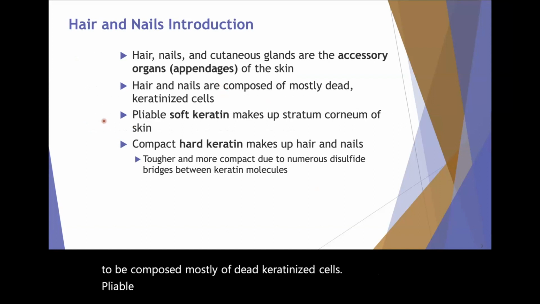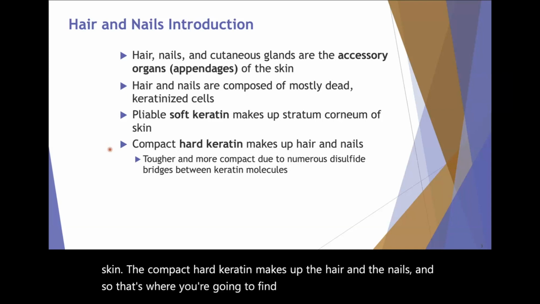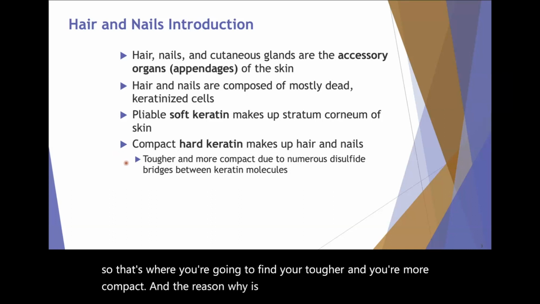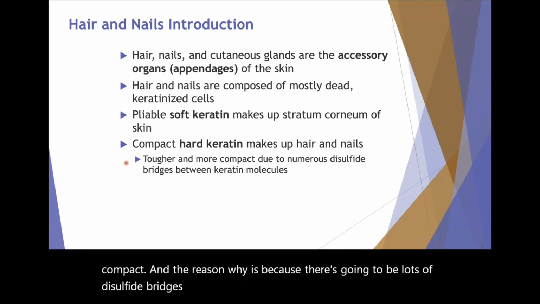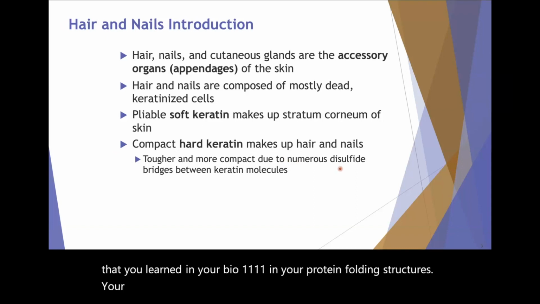Pliable soft keratin is going to make up the stratum corneum of the skin. The compact hard keratin makes up the hair and the nails. And so that's where you're going to find your tougher and more compact keratin. And the reason why is because there's going to be lots of disulfide bridges between the keratin molecules. This is something that you learned in your Bio 1111 in your protein folding structures, your disulfide bridges.